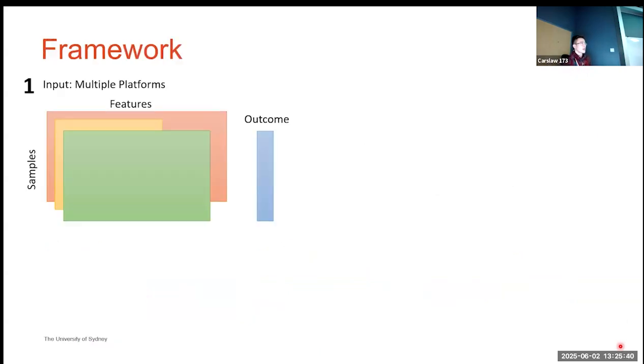So the input into this framework is data from multiple platforms. This data all corresponds to the same set of samples, so the same individuals. But in your different platforms, you'll have some number of features. These can be like your different omics platforms or different sorts of tests that you can do. And they might have different numbers of features. And then for each individual, you have some outcome.